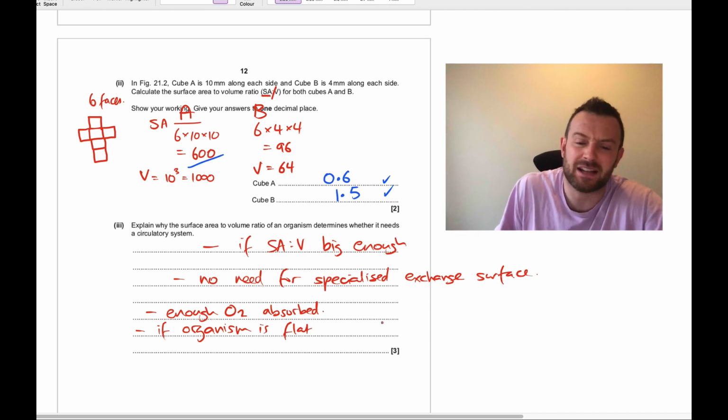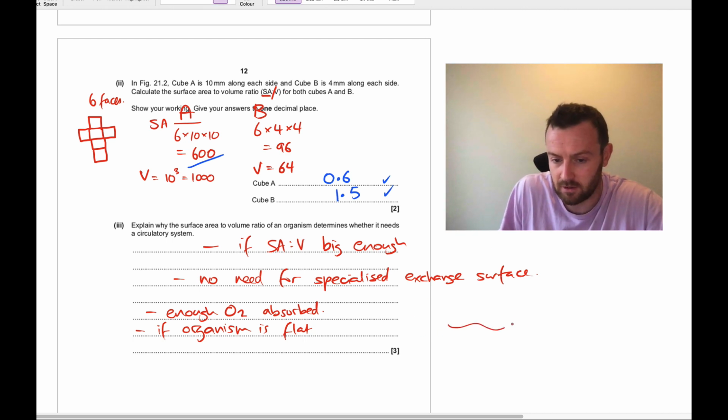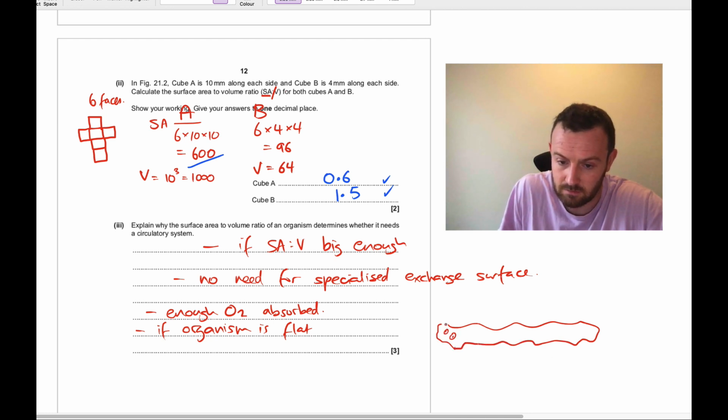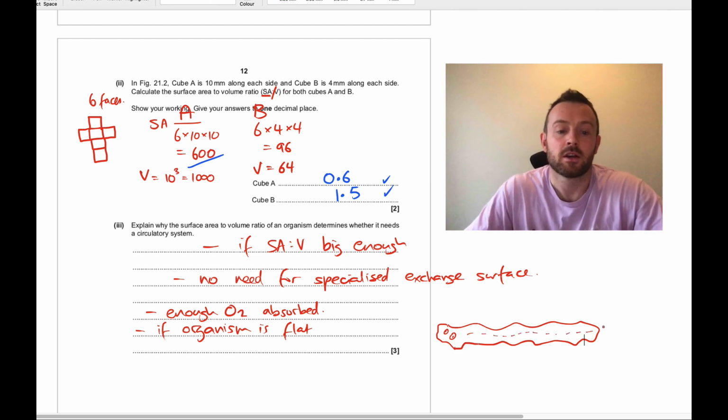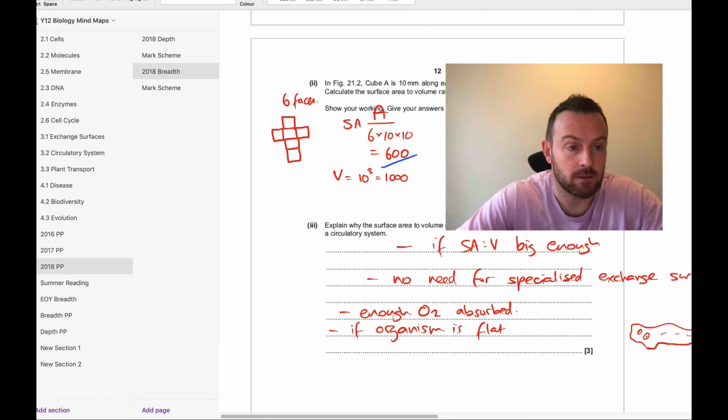So I'm thinking of a flat worm, which is basically a pretty flat worm. It doesn't have eyes, but I like to draw it with eyes just because it makes me think of what it's like. And this is a flat worm like that. Let's look at the mark scheme.